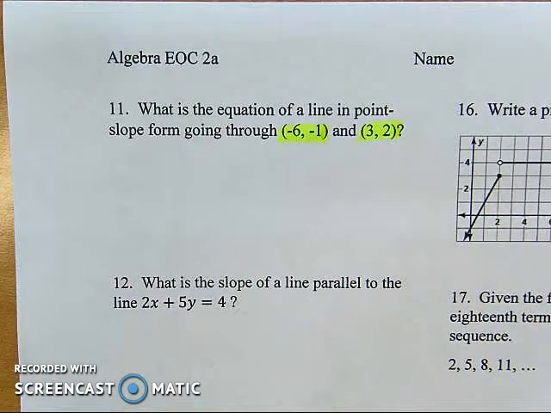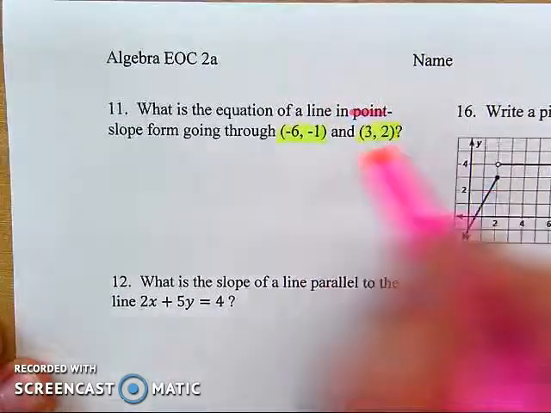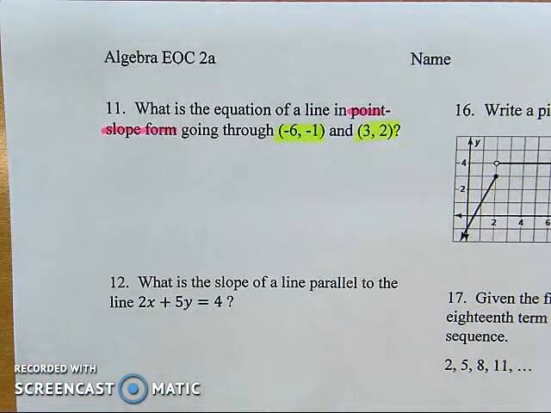And it's asking us for the equation of a line that's going to go through those 2 points, and also they're telling us something about how they want that to look. They want us to use something called point-slope form. All right, so to use point-slope form, we need 2 things. We're going to need a point, and we're going to need slope. Now we do have 2 points right there, so that takes care of that.